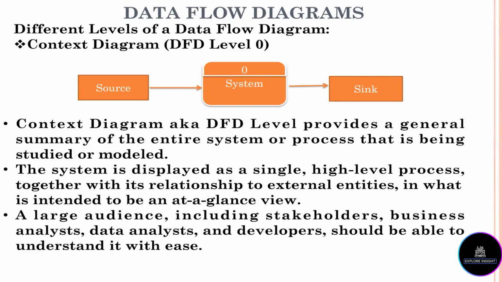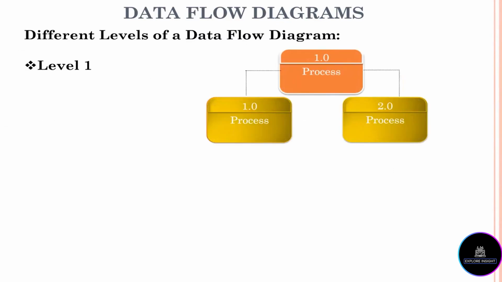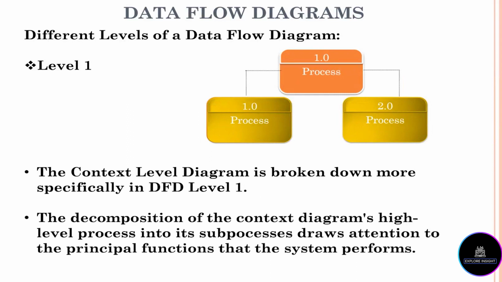Looking at level 1, the context diagram, that is level 0, is broken down more specifically in DFD level 1. The decomposition of the context diagram's high-level process into its sub-processes draws attention to the principal functions that the system performs. The next level is level 2.